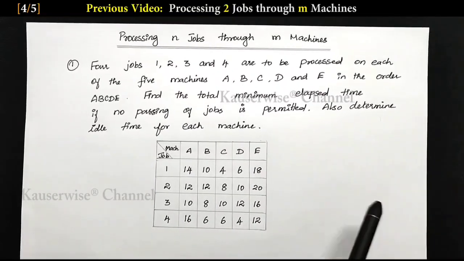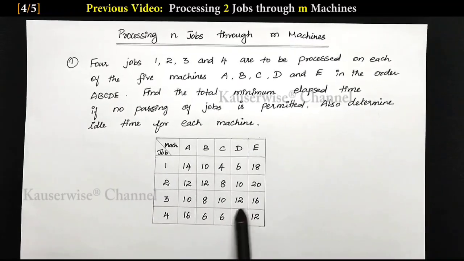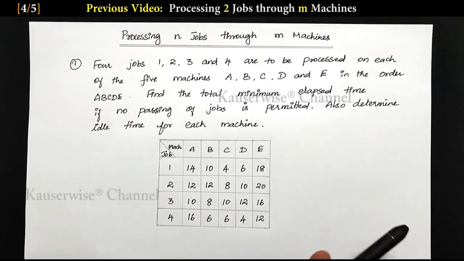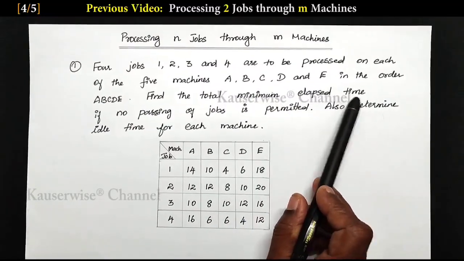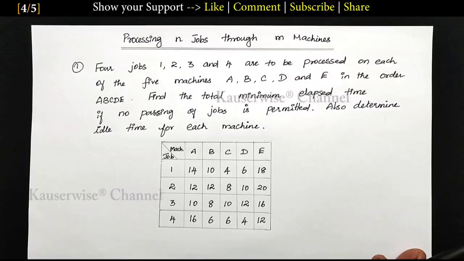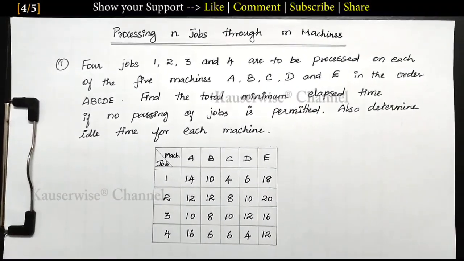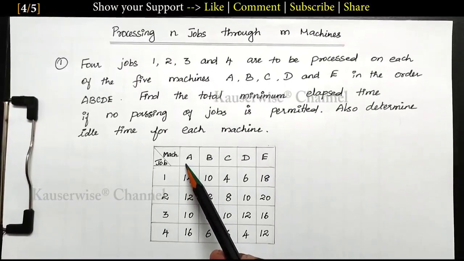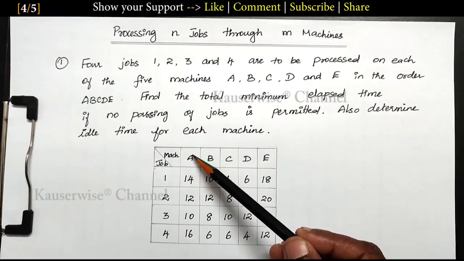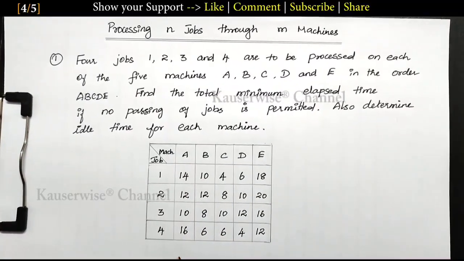Okay, so here we have 4 different jobs and 5 different machines, and this is the duration, processing time. With this information, they are asking us to calculate minimum elapsed time, also determine idle time for each machine. Now let's see the solution. In order to solve the problem, the first step is we need to find minimum duration on first machine and last machine. Okay, see, for the first machine, the minimum duration is 10. Okay, so write 10 here.